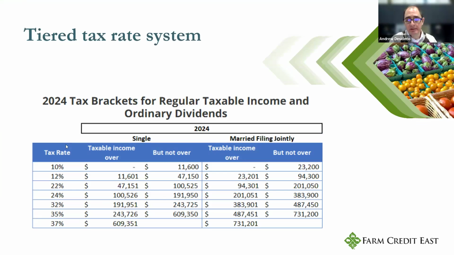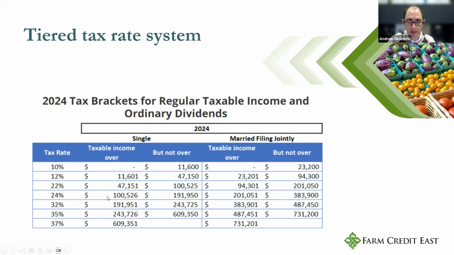Getting further into taxes and income, your income is not taxed at one flat percent. The purpose of this chart is to show that there's a tiered system, and there's a bracket of income for each tier. So when people say I'm in the 24% tax bracket, that doesn't mean all of their income is taxed at 24%. If someone is single, only the amount between 100,000 and 191,000 is taxed at 24%.